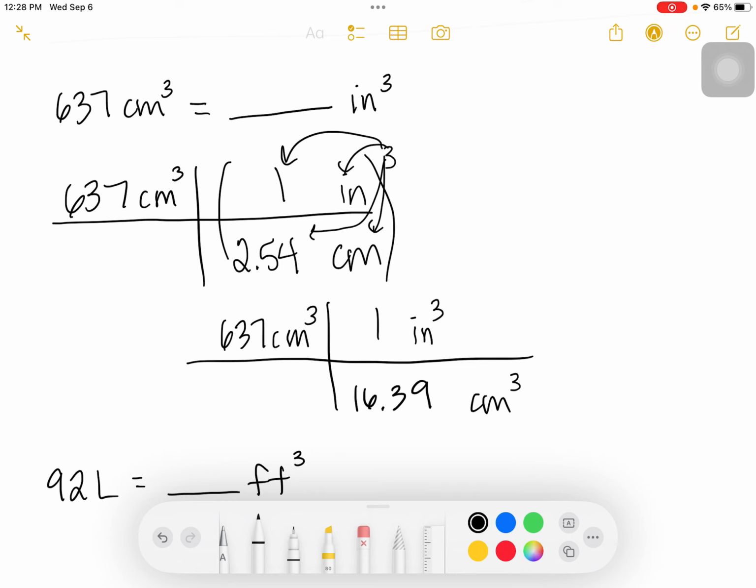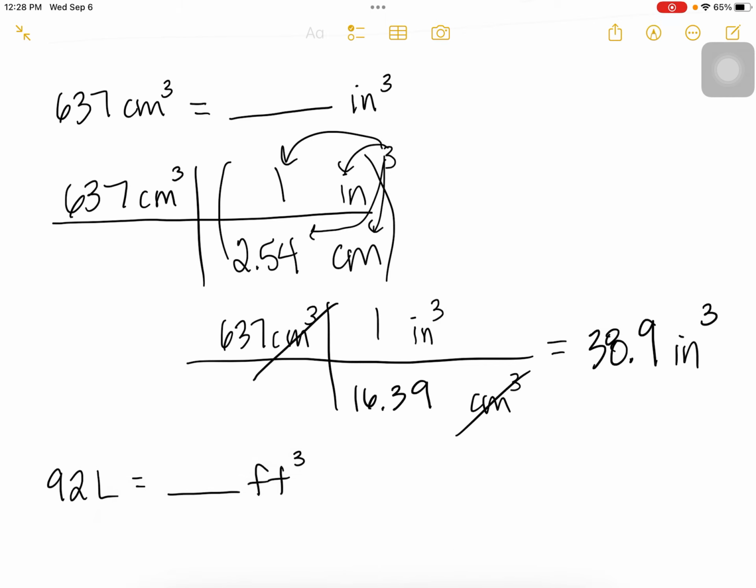So that's about 16.39, we'll say. And then from here, your units cancel, and we do our math, right? Multiply across the top, multiply across the bottom, and simplify that fraction. And so this ends up being 38.9 inches cubed. So it's a similar process to any other dimensional analysis type problem that we've done, but we have to be careful about the cubed part of the unit, and we have to make sure that when we cube something, we cube the entire conversion factor. And that's going to be a theme that runs through this video.